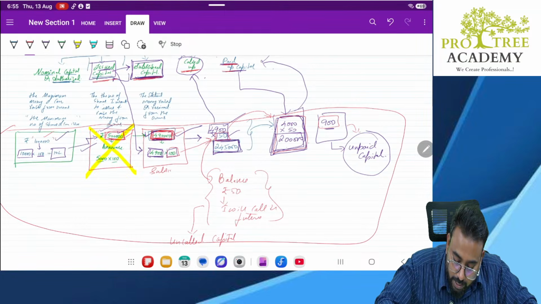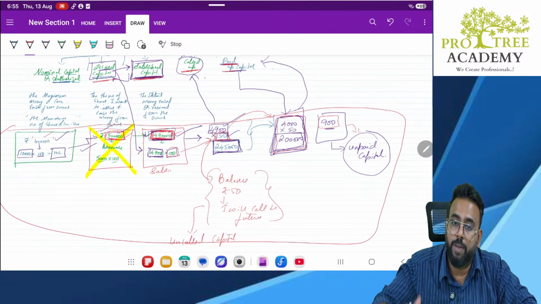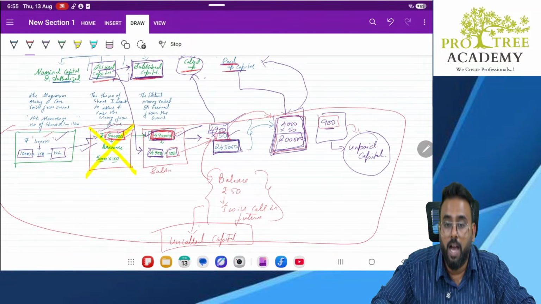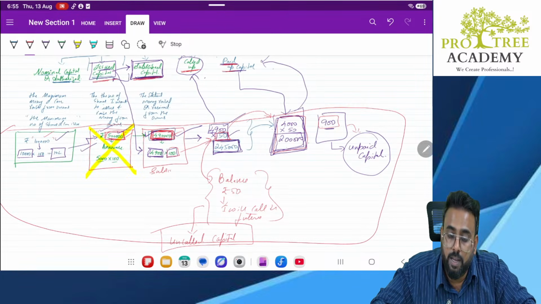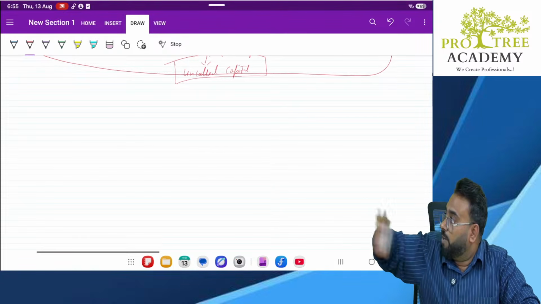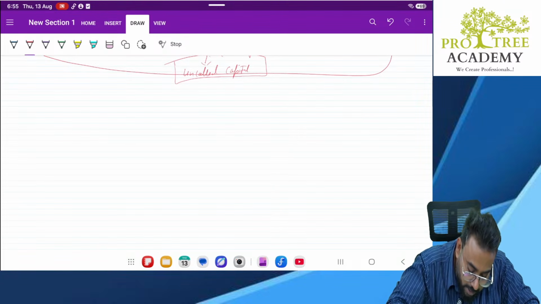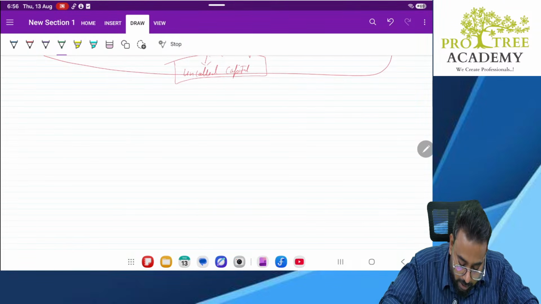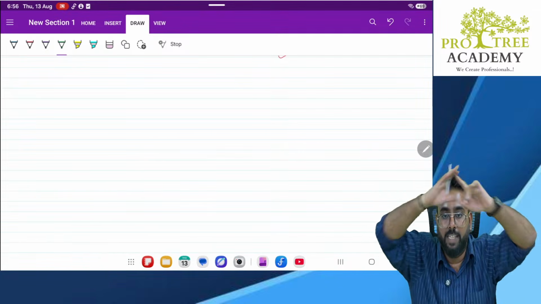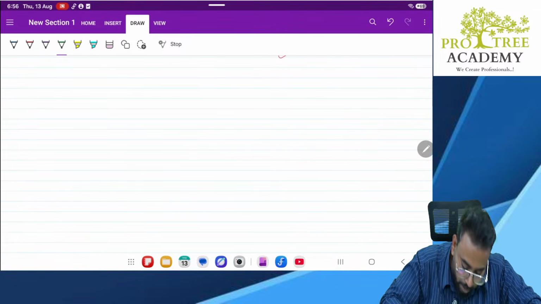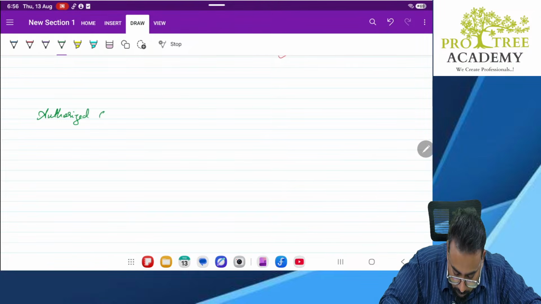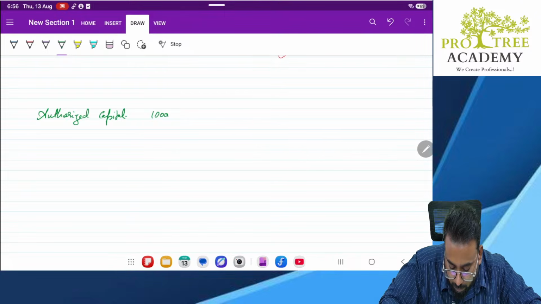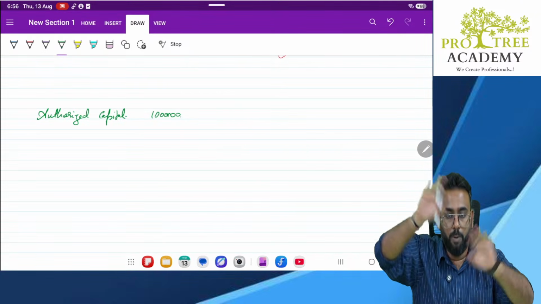Clear? Okay, sir. Sir, this 50 I called, no? What happens to the remaining 50? That remaining 50 is called uncalled capital. Clear? Okay. So, in our balance sheet, how do we present this? What is the big head, the maximum boundary? Sir, the boundary is authorized capital, 10 lakhs. This is the boundary.